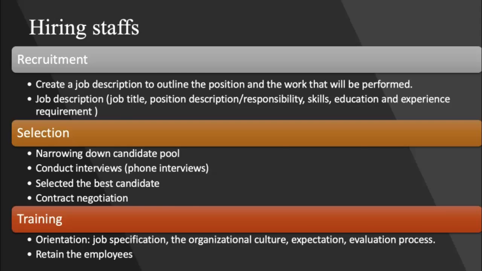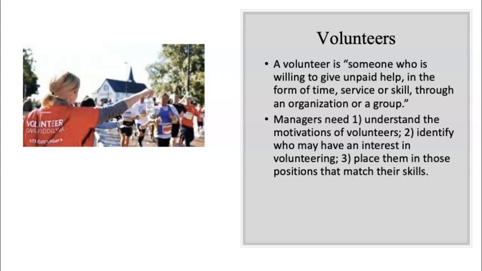And the second type of staff is called volunteering, right? Even to save money, we don't need full-time staff or part-time staff all the time. A lot of the time, we need volunteers. They're temporary employees who come over, show up, and help you with the event operations. Volunteers are people who are willing to give unpaid help in the form of time, service, or skill through an organization or group.